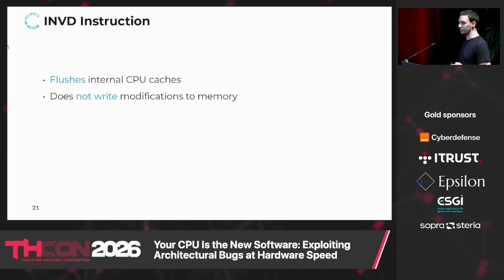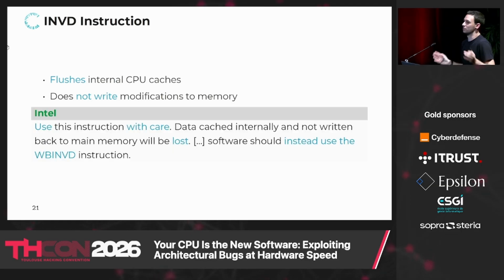So what is the definition of this invalidate instruction? It's a privileged one, so it can anyway only be used by the operating system or hypervisor, and it flushes all internal CPU caches. But with this one property, it does not write modifications to memory. So you have things in your cache that are not yet in memory, and it still gets rid of that. And of course, this is not a great instruction to use in production code, right? Intel also adds a big disclaimer to their manuals: use this instruction with care. Data cached internally and not written back to main memory will be lost. Software should instead use the write back invalidate instruction, which first writes the data back to memory and then clears the caches. So this is what's documented in the Intel manual.